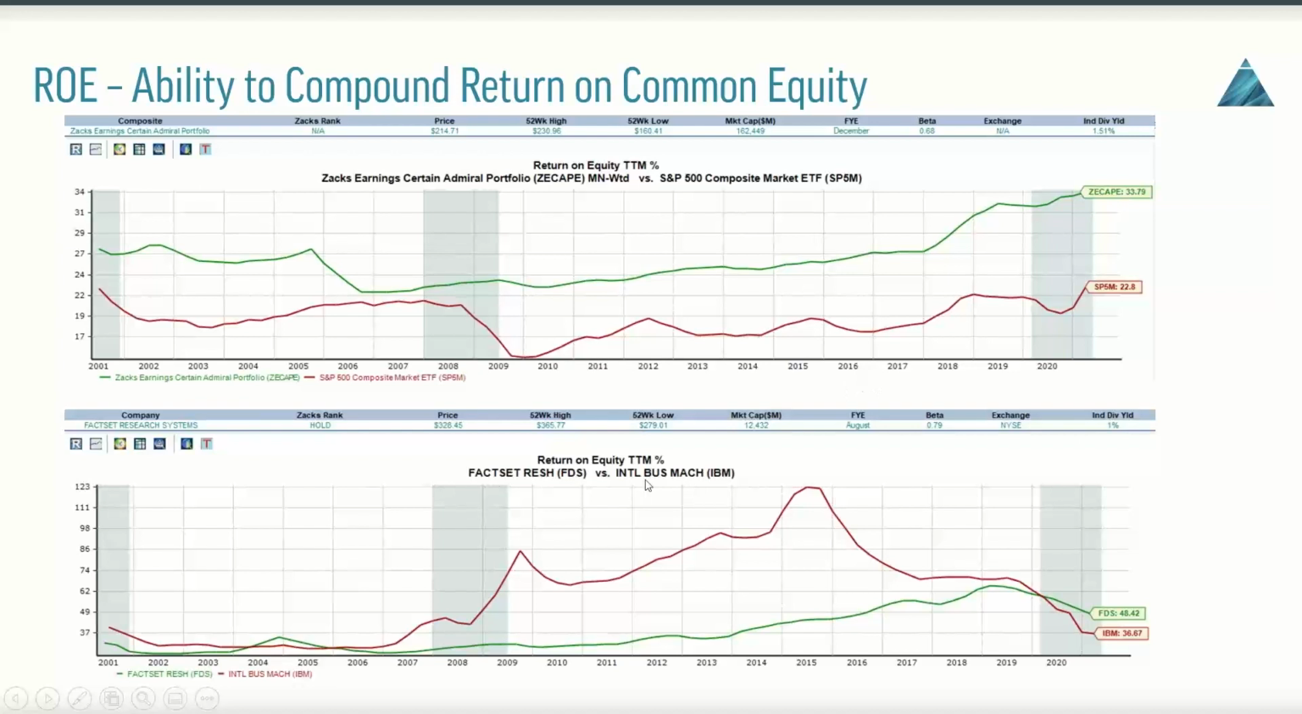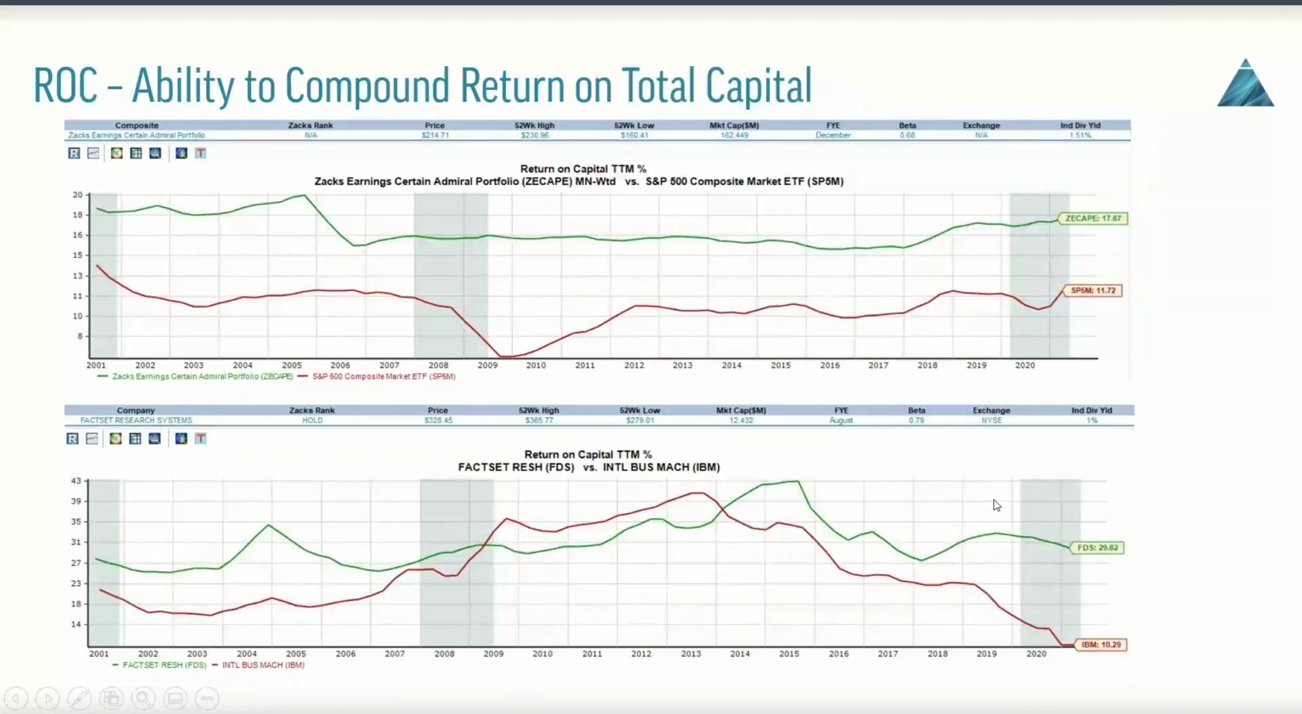When you take a look at FactSet versus IBM on ROE, you'd think to yourself, well, they're pretty close, right? And IBM was actually a lot higher at one point. Then you move to the return on total capital, which takes into account the debt structure, and you can see that IBM has taken on a ton of debt. So FactSet is clearly the winner here.